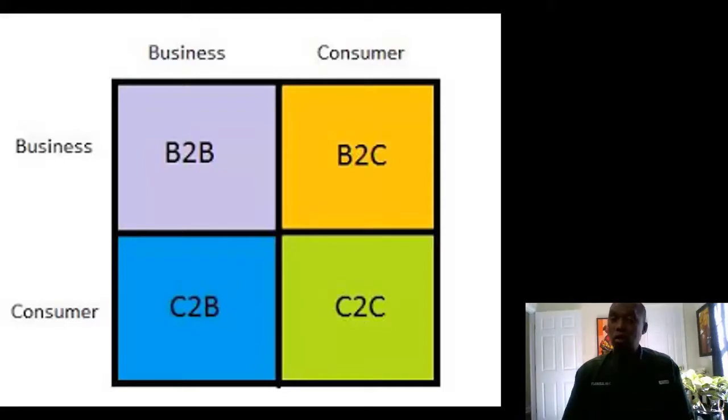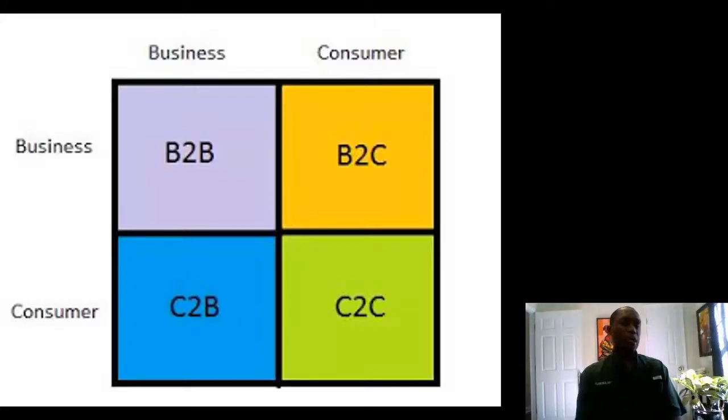Then you have business to consumer, which probably represents the most common form of e-business transaction. The business actually selling to the consumer online, us going onto a website, using a search engine, going to Amazon, and then buying these products from a number of businesses. Amazon, or you have third-party sellers also on Amazon's site, or any other site that's online. And again, it is increasing.